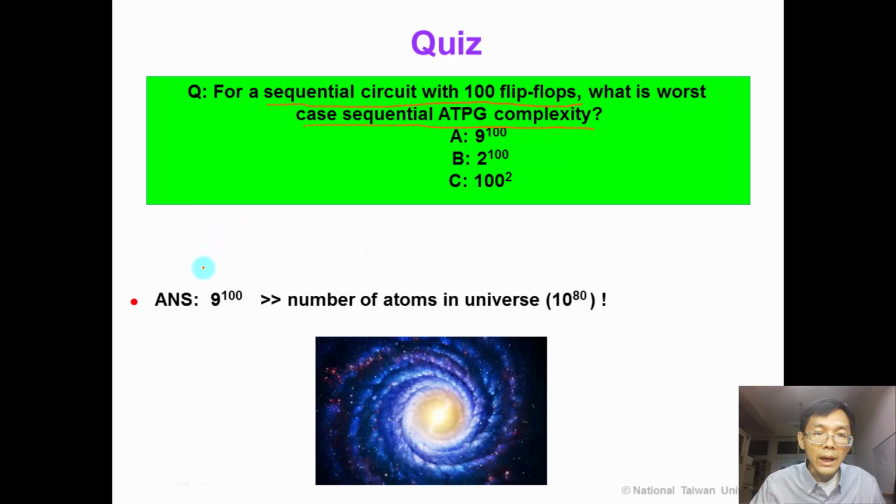Yes, it's 9 to the power of 100. This is a very large number. If you don't have an idea about how large the number is, you can compare this number with the number of atoms in the universe, which is 10 to the power of 80. This number is even larger than the number of atoms in the universe. So this is a very, very difficult problem to solve, even for this small circuit.